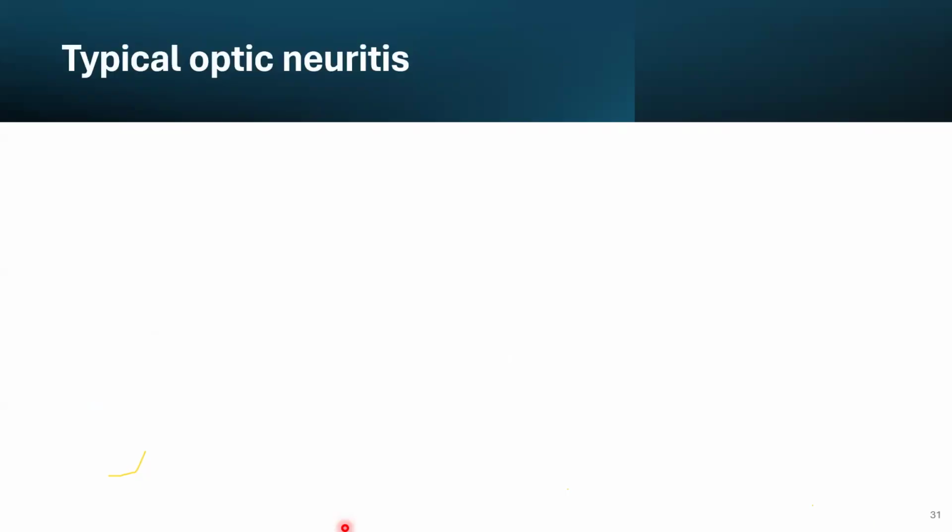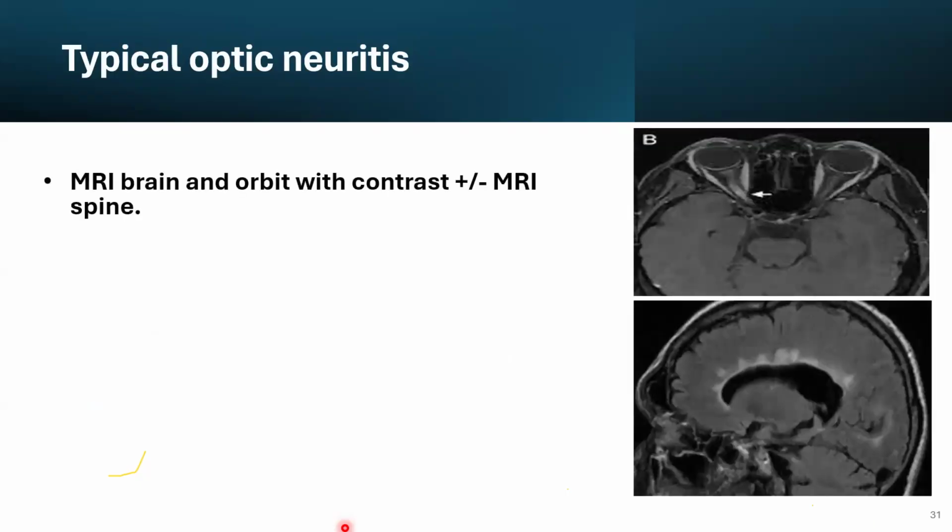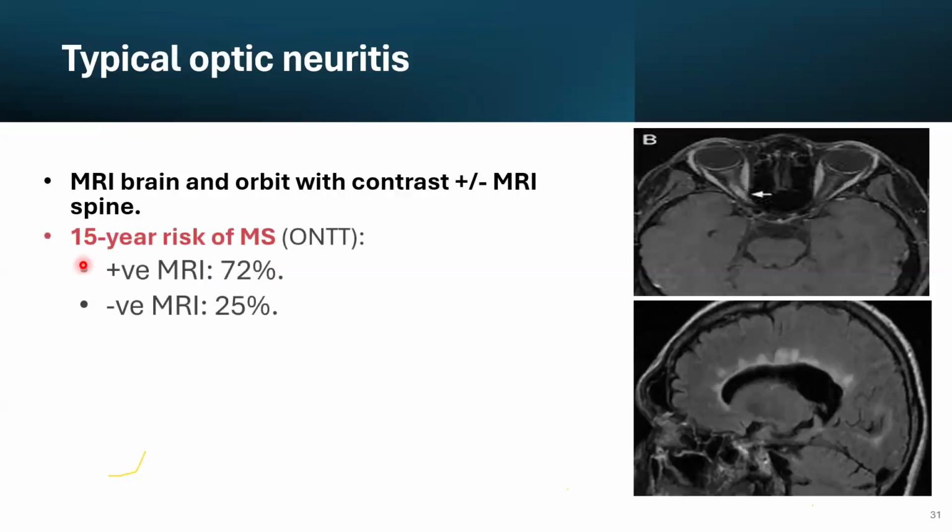What do we need to do in a patient with typical optic neuritis? MRI brain and orbit with contrast, plus or minus MRI spine. The reason for doing MRI is to confirm the diagnosis by looking at the enhancement, and to look for the white matter lesions seen in multiple sclerosis, for the risk of multiple sclerosis. According to the optic neuritis treatment trial, the 15-year risk of multiple sclerosis is 72% if the MRI was positive, and if the MRI was negative for white matter lesions, the risk of MS is 25%.